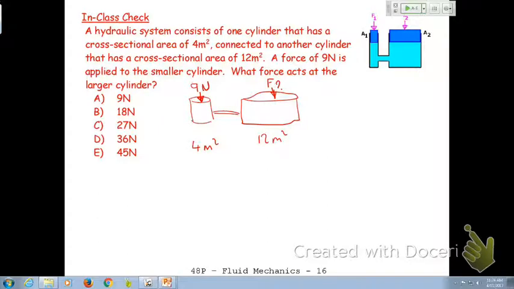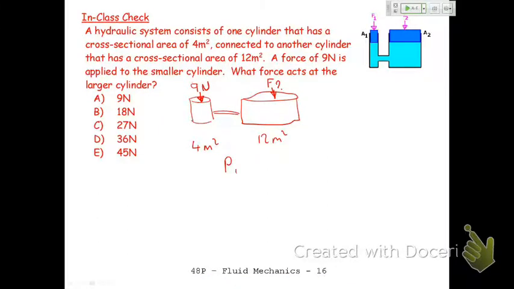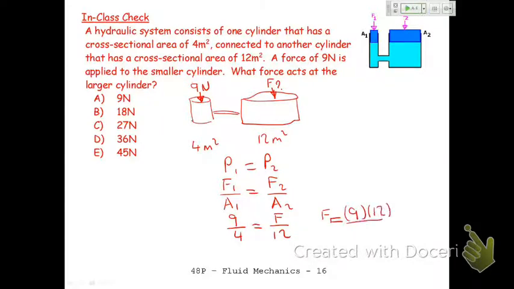So our principle is Pascal, which is pressure on one side equals pressure on the other side. And that means that the force on the one side over the area of the one side equals the force on the other side over the area on the other side. So then 9 over 4 is equal to my unknown force over 12. And so rearranging, I get my force is equal to 9 times 12 over 4.